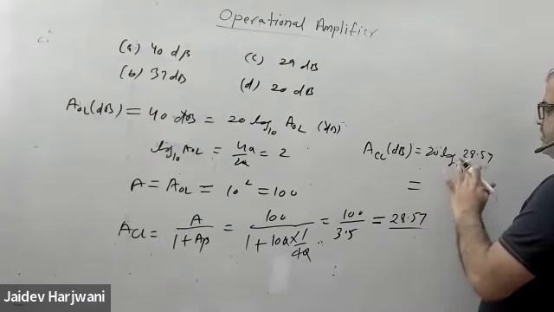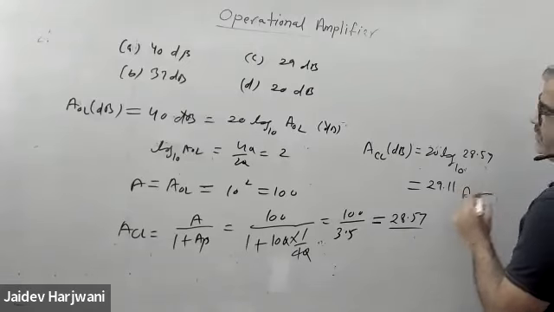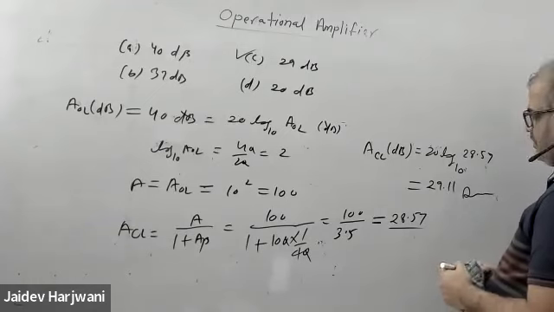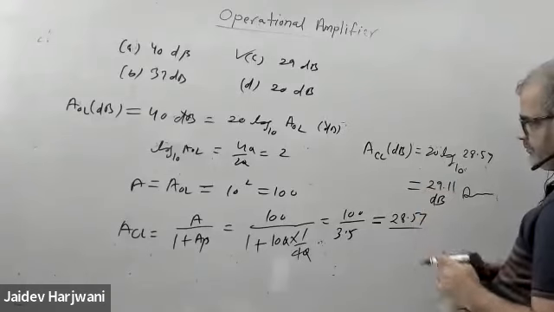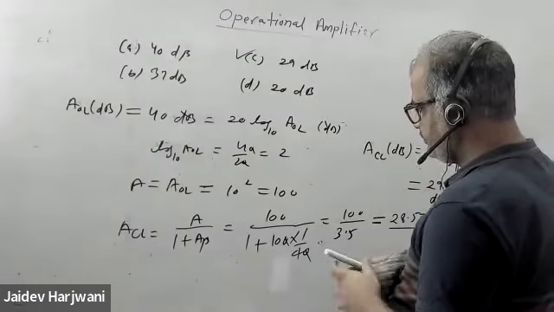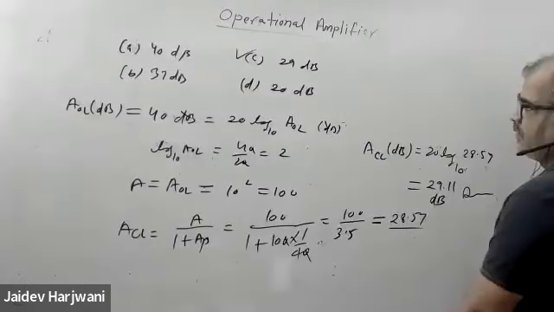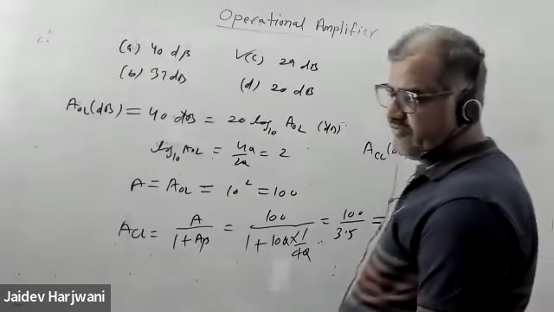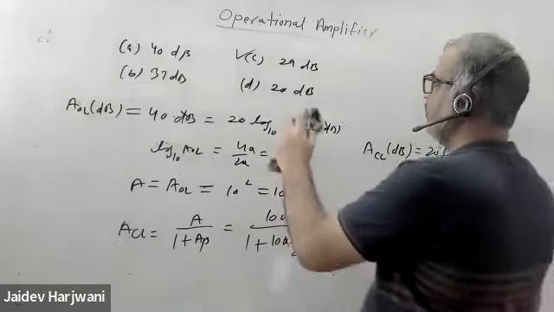So log 28 is how much? 29.11. 29.11 is coming, the answer. Okay, correct. So C is your correct option. Okay, C is your dB. Okay, clear? So this way, if a feedback value is given, you can calculate your new closed loop output.